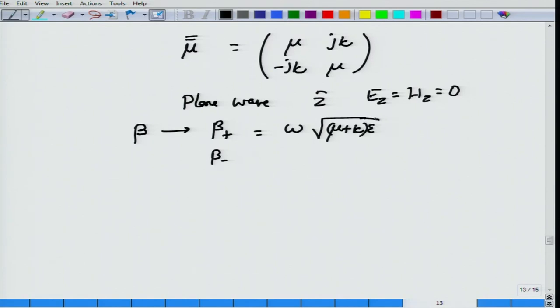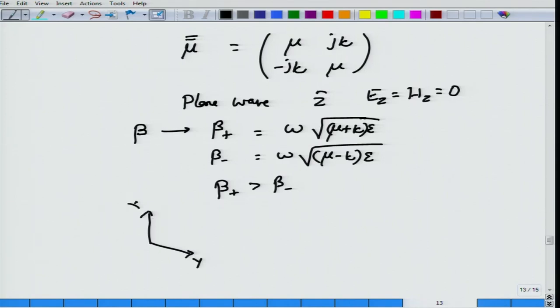So clearly this is larger than what beta minus would be, because beta minus is actually given by mu minus kappa into epsilon. We are assuming that mu and kappa are real numbers in this case. So you clearly see that beta plus is greater than beta minus. So what happens is that pictorially, if I were to show, supposing you had a wave propagating along the z axis and you had an initially polarized wave along the x axis.